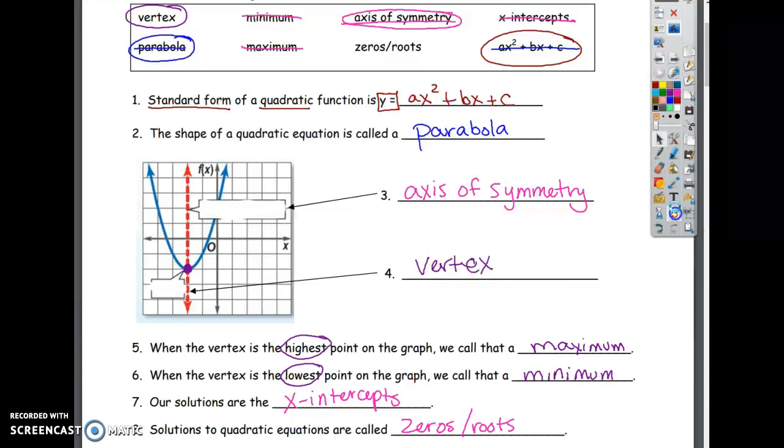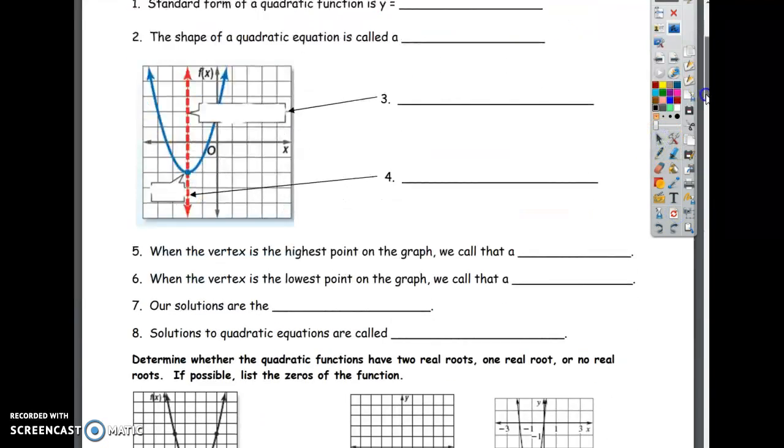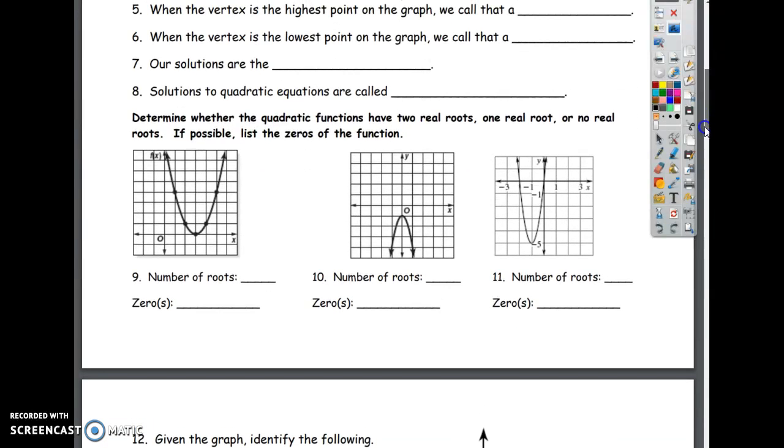So if I go too fast, make sure that you pause or rewind so that you can get everything written down. Okay, at the very bottom, we're just going to talk about how many solutions or roots there are. So for instance, number 9, this is the y-axis, this is the x-axis. Roots touch on the x-axis. Okay, there are the x-intercepts. So how many roots do I have here? 1. I only have 1 because there's 1 x-intercept.